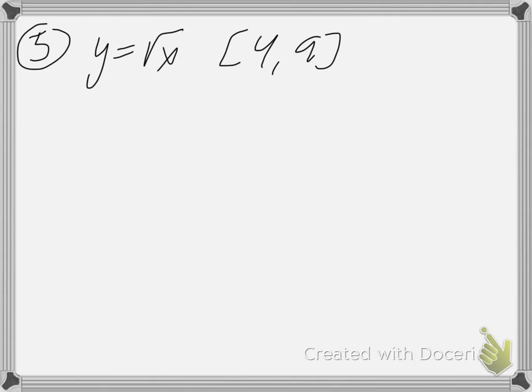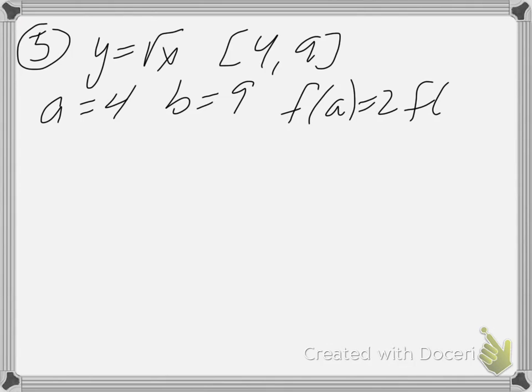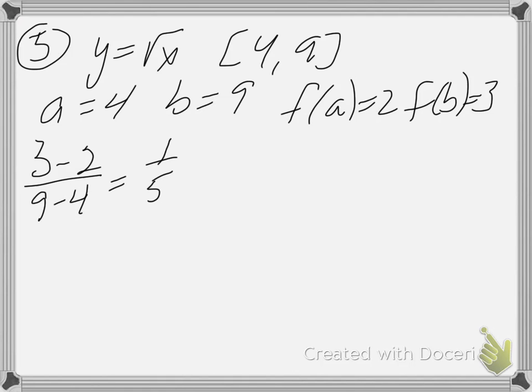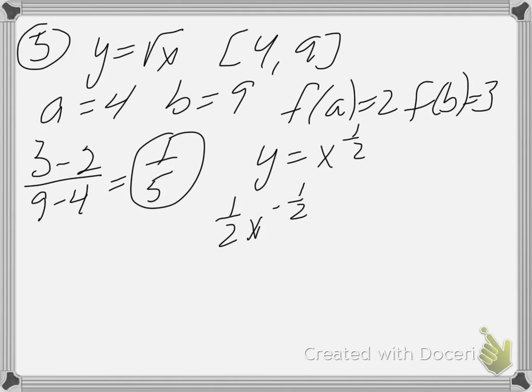Okay, so number 5, the answer is 25 over 4. So a equals 4, b equals 9, f of a is 2, f of b is 3. So f of b minus f of a over b minus a equals 1/5. You're going to take the derivative of x to the 1/2. So you're going to get 1/2 x to the negative 1/2 has to be equal to 1/5. Write it a little bit nicer, like that.